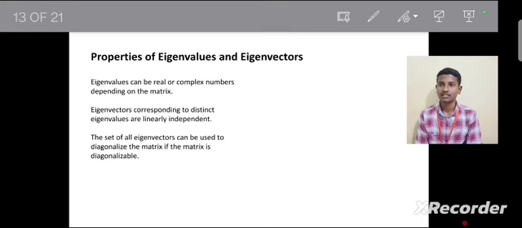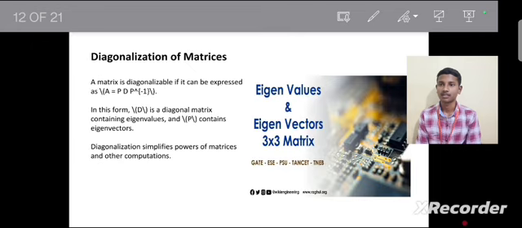The properties of eigenvalues and eigenvectors. Eigenvalues can be real or complex numbers depending on the matrix. Eigenvectors corresponding to distinct eigenvalues are linearly independent. The set of all eigenvectors can be used to diagonalize the matrix if the matrix is diagonalizable.